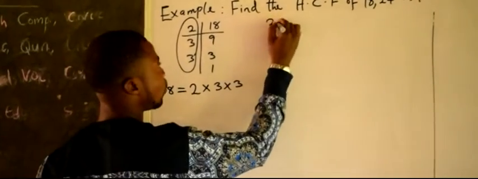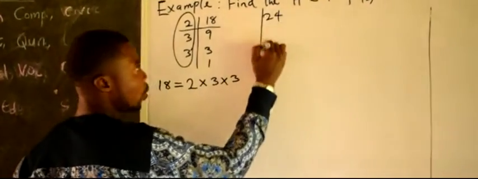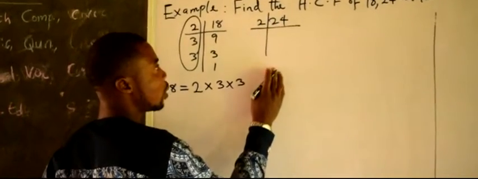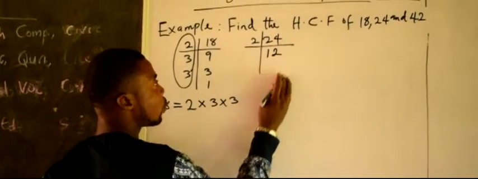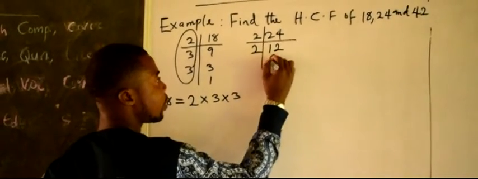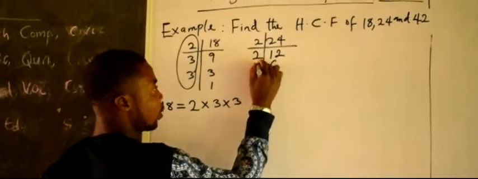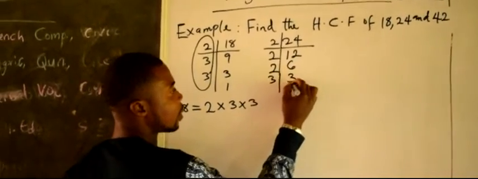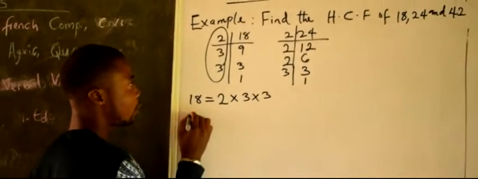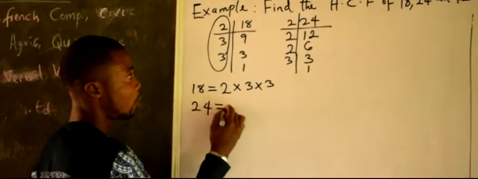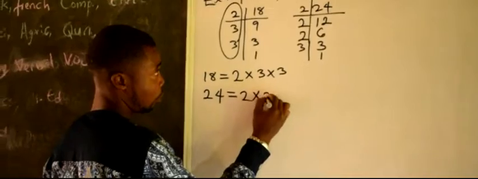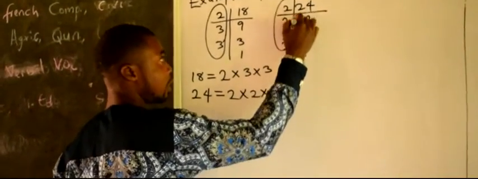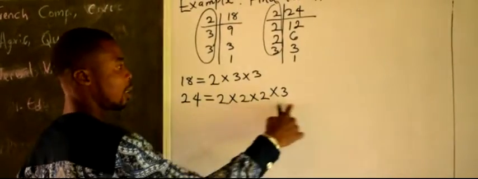The second one is 24. We divide 24 using prime numbers. 2 will go in 24, that is 12. 2 will go in 12, 6. 2 will go in 6, 3. What will go in 3? That is 3. 3 in 3, 1. The prime factors of 24 are 2 times 2 times 2, that is 2 in three places, times 3. I have written this out here.